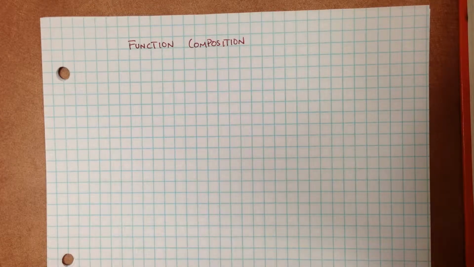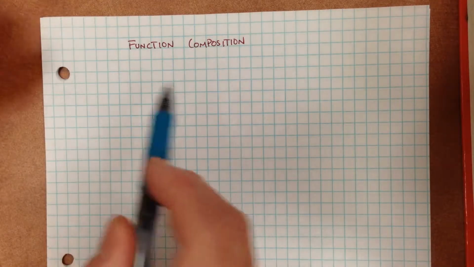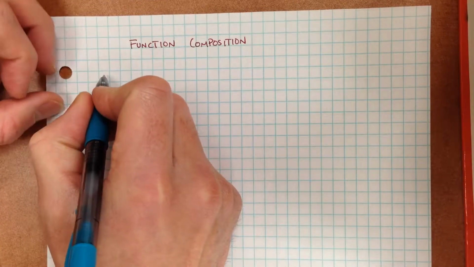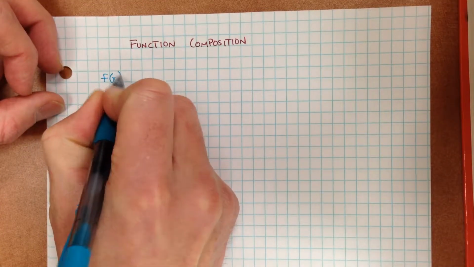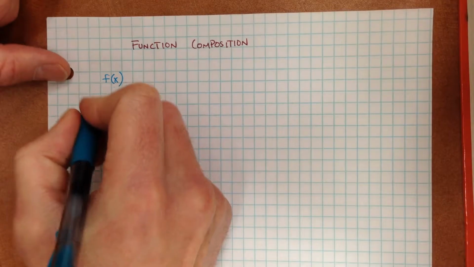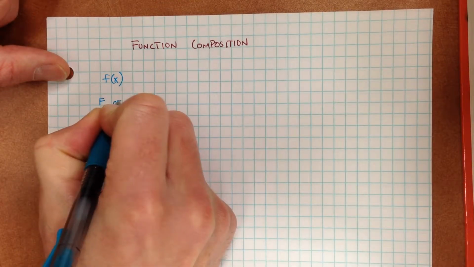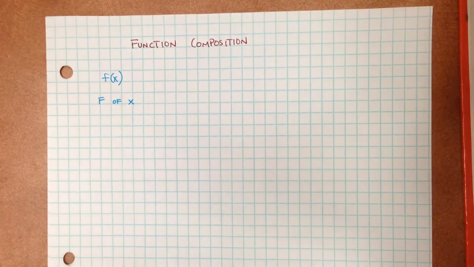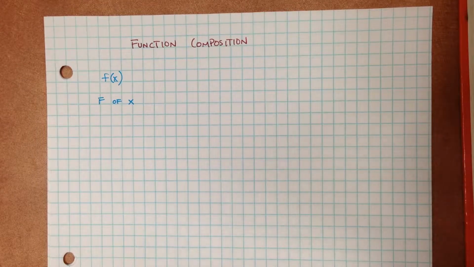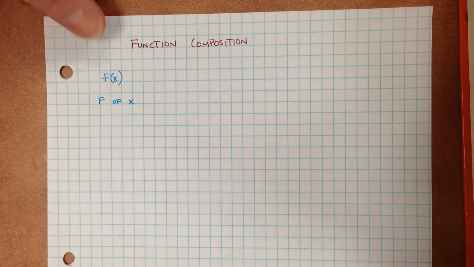Hello, I want to talk a little bit about function composition right here. First of all, let's start with the function. If you see that, that is f of x. It is function f. That is how it's said. It is not multiplication. It is not f times x. Not the case. It is notation, function notation.